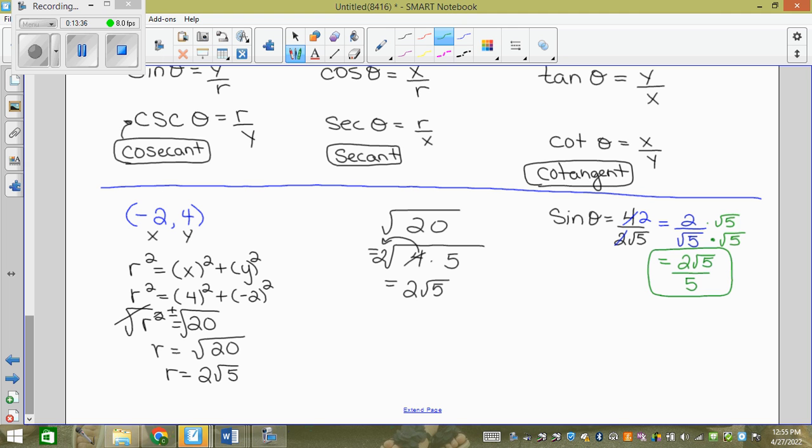If you're leaving it as root 20, and this is a numeric response, let's say, they'll say determine the value of sine theta in the form a root 5 over b. So a root 5 over b would be 2 and 5 as your answers. But if you left it at root 20, you're not going to get a root 5 over b. You're going to get a root 20 over b. It's not going to match, and you're either going to freak out or just put in the numbers, which is not going to go well for you.